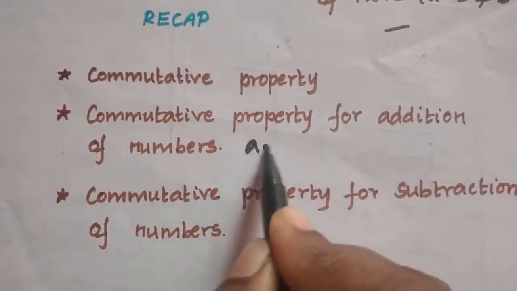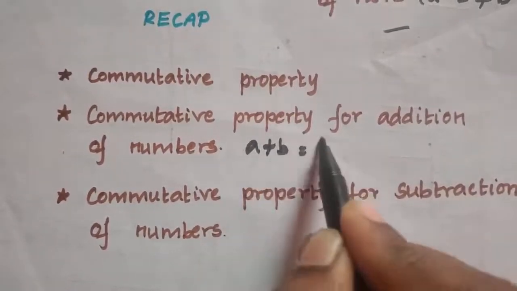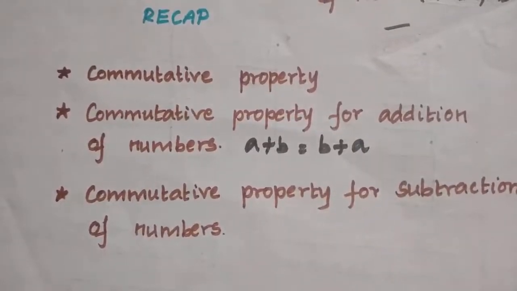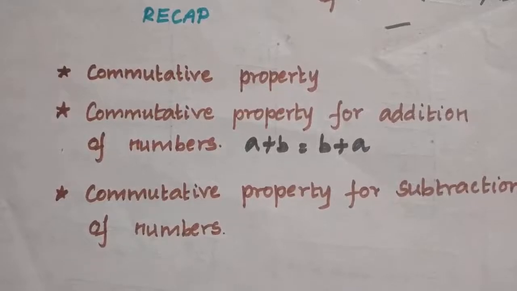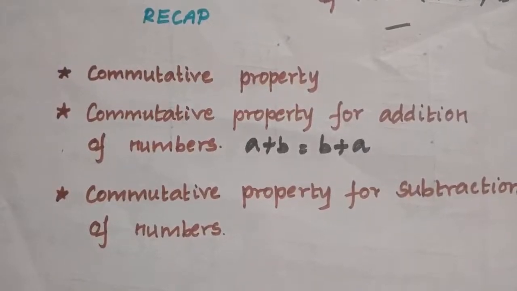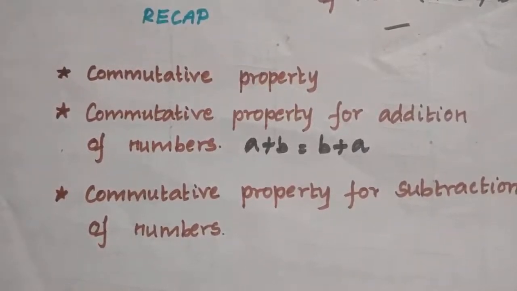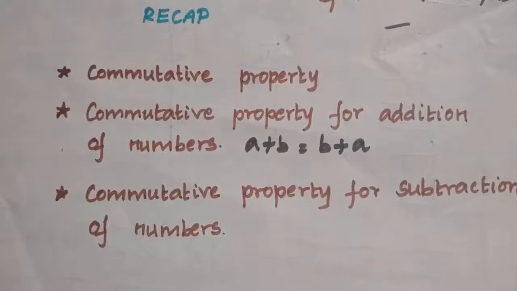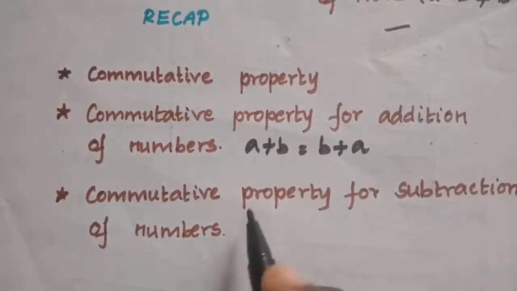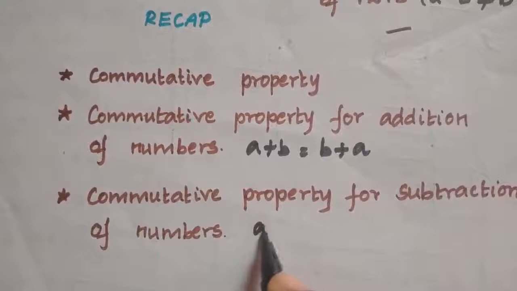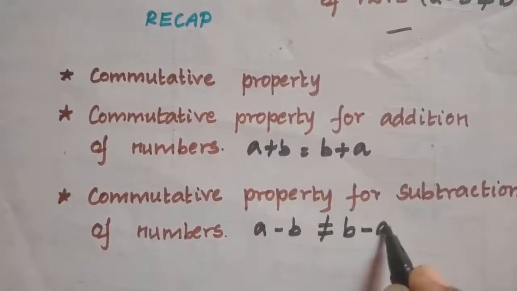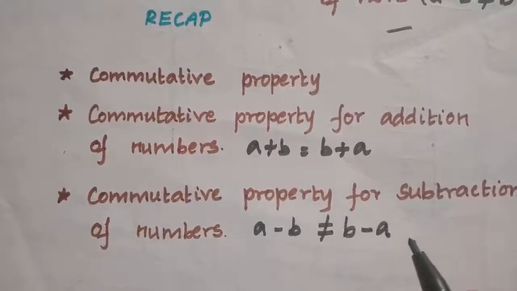So we can write it as A plus B is equal to B plus A. Commutative property for subtraction of numbers. Here also we have checked for all the cases. We see that if we change the order of numbers, the answers are different. Thus, commutative property is not true for subtraction of numbers. So, which implies that A minus B is not equal to B minus A. Is it clear, children?